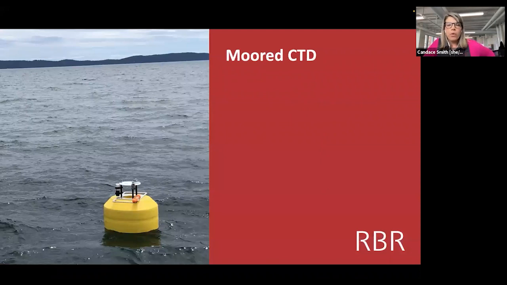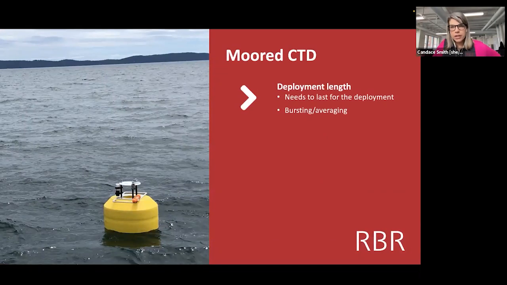Okay, so for moored CTDs, again, I have 3 things I like to think about. The first is related to the sampling rate, which I call analogous to the profiling: the deployment length. It needs to last for the entire deployment. For moored CTDs, I usually talk to people who are looking for somewhere between a month and up to 2 years, is typically what I've heard. So you really need the CTD to last the entire time of your deployment, right?